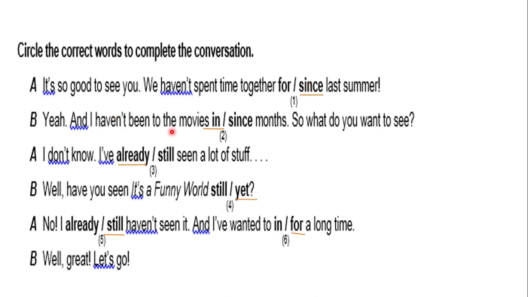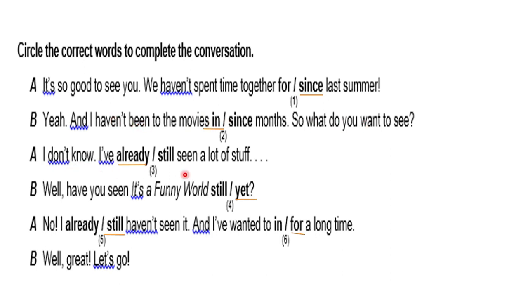Yeah, and I haven't been to the movies in months. You have to use in months because you're talking about duration of time. No nos hemos ido al cine durante meses. And it's a negative sentence with the present perfect. Remember that in you use with negative sentences. So what do you want to see? ¿Qué quieres ver? I don't know.